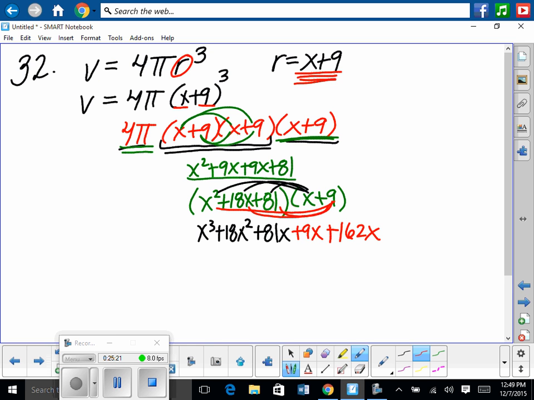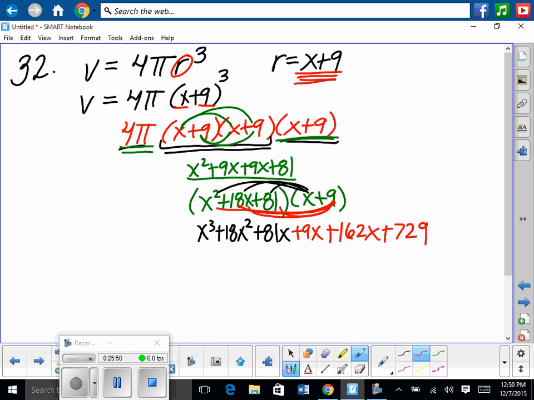Okay, just a second. I might mess up. 9 times 18 is 162. Yeah, that's good. So we have 9 times 18x is 162x. And then we have 9 times 81, and that's 729. So plus 729.